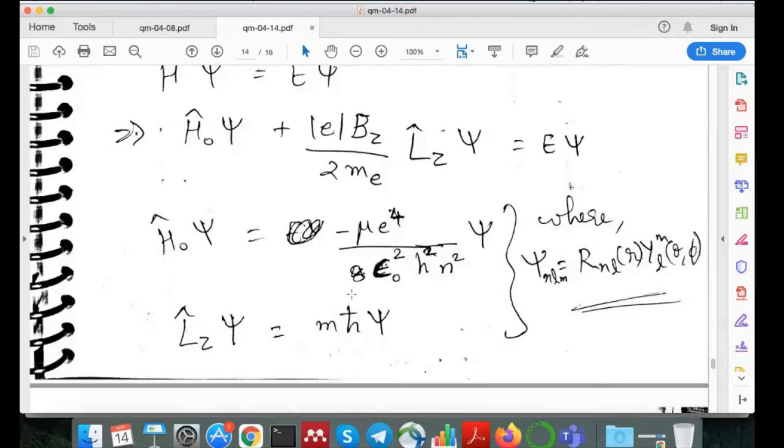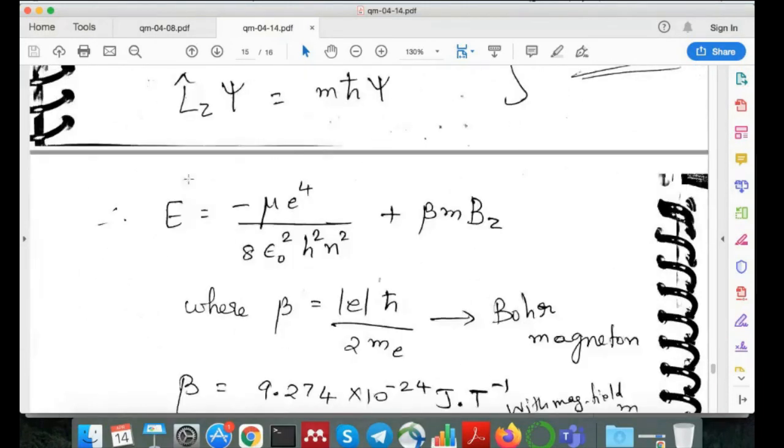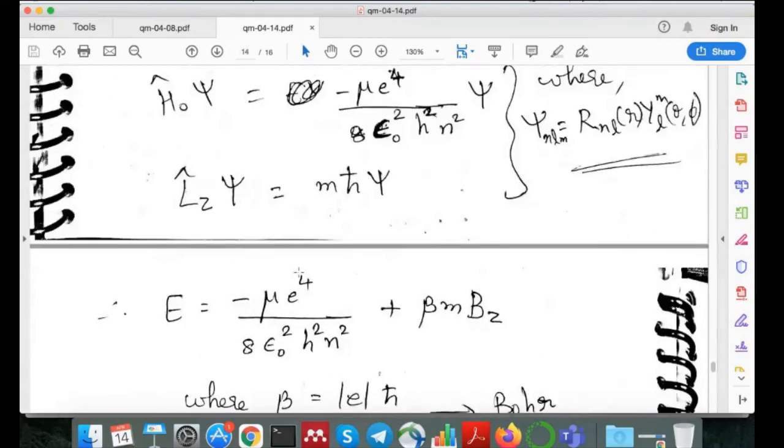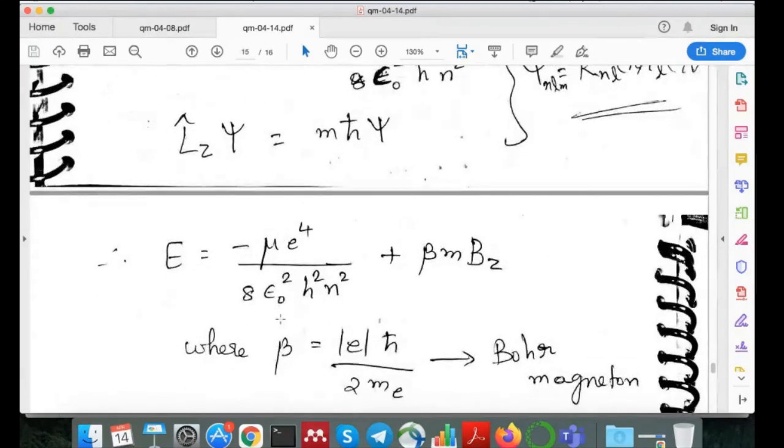So what happens is we can reduce it to two equations, and finally we will get Lz into psi, which is m h cross psi, and H naught into psi will be this E by n square into psi. Okay, and so your total energy is a combination of these two energies. So the total energy turns out to be this part, which is nothing but your minus 13.6 electron volt by n square, right? That is that part of the energy.